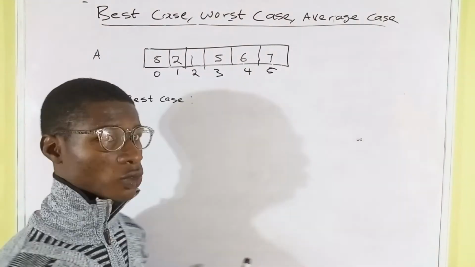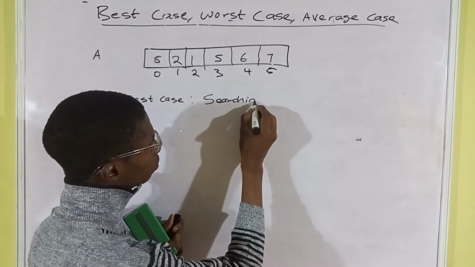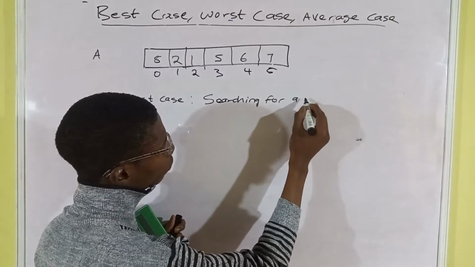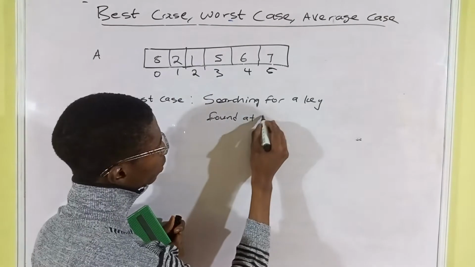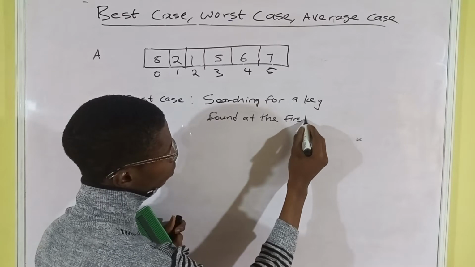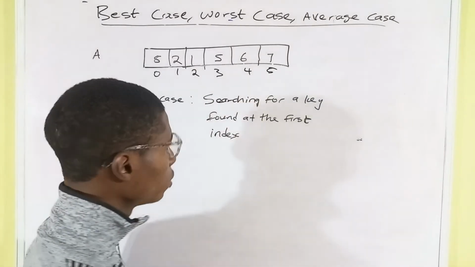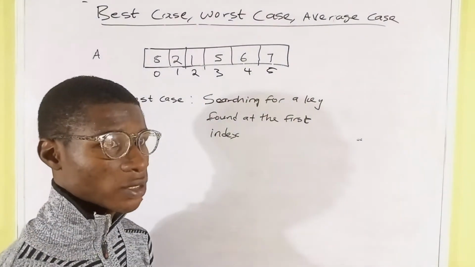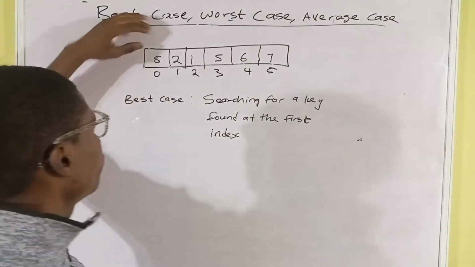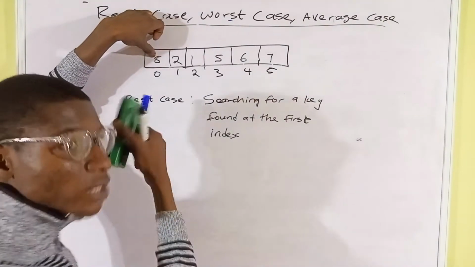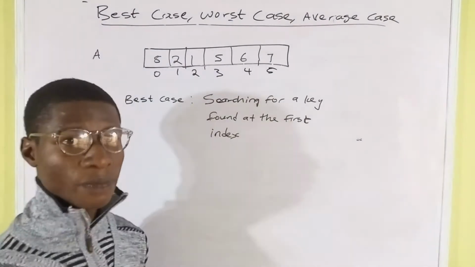So what is the best case? The best case is searching for a key found at the first index. So in this case, that will be searching for 8. Since 8 is the first element, that is the best case.